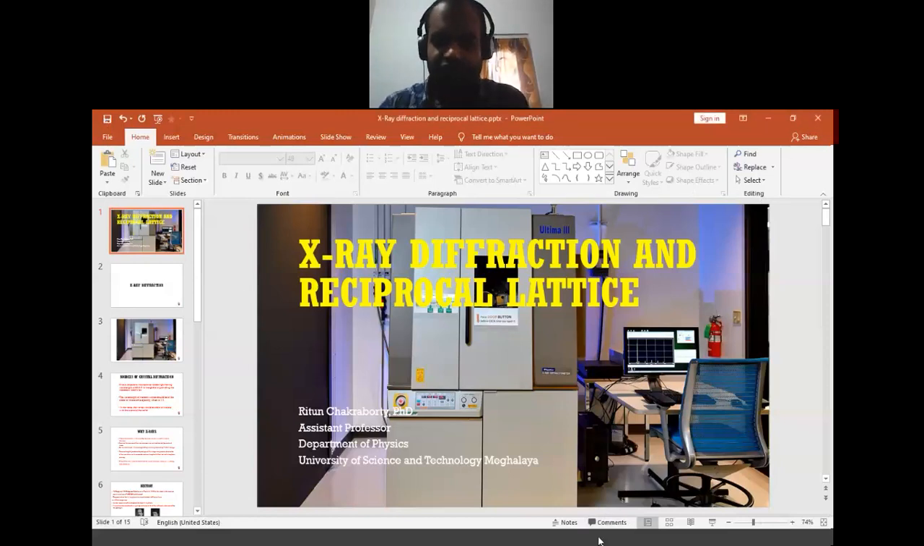We will learn in detail about this X-ray diffraction topic. One of the topics in Unit 1 is also the Debye-Scherrer method, which we'll learn in detail in a later class. But today we are basically going to learn about the basics of the X-ray diffraction technique, and then another interesting concept known as reciprocal lattice.